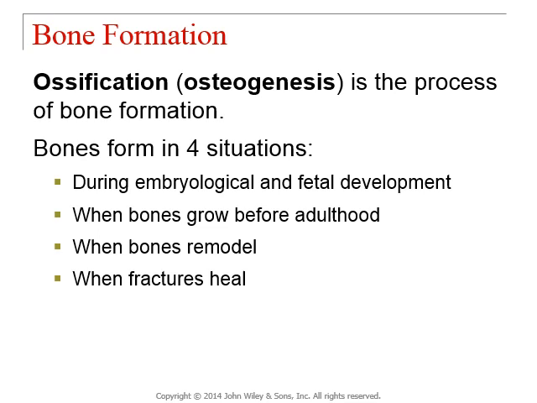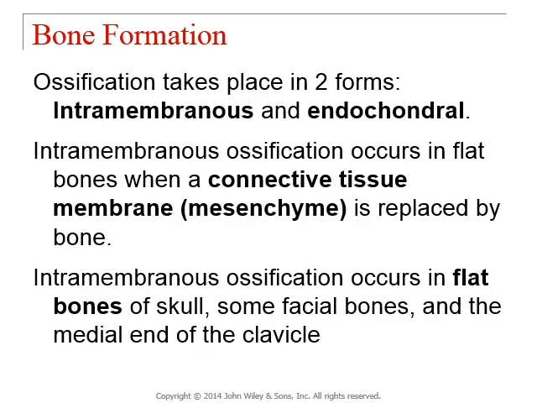And finally, we also see bones start to form when fractures heal. We'll go through those particular steps in a few moments as well. So ossification can take place in two forms, either intramembranous or endochondral. Intramembranous we find mostly in flat bones, where mesenchyme or the connective tissue membrane will be replaced by bone.